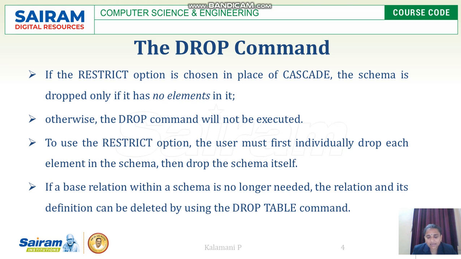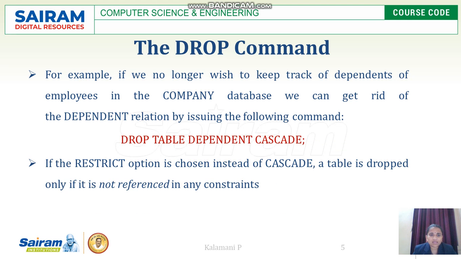So the table is not needed, we are going to remove it using the drop table command. Okay, then if we no longer wish to keep track of dependents of employees in the company database, only the dependent table we don't want to keep, we want to remove it. In that case we can give drop table. Which table do we want to drop?